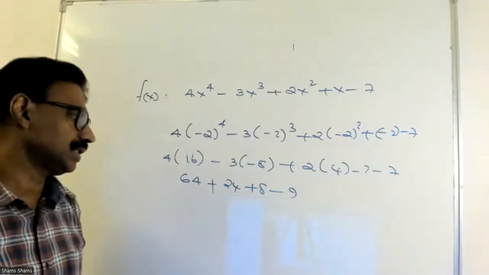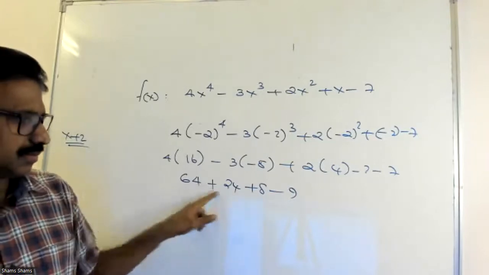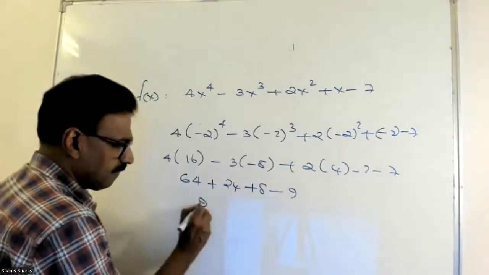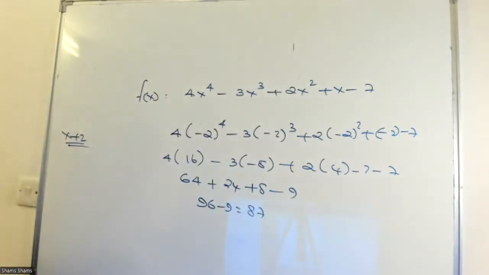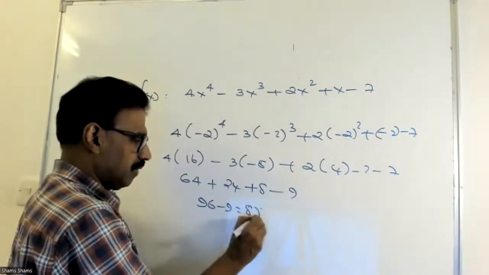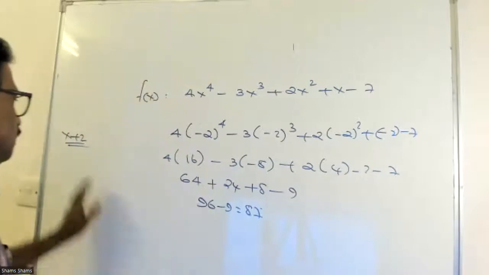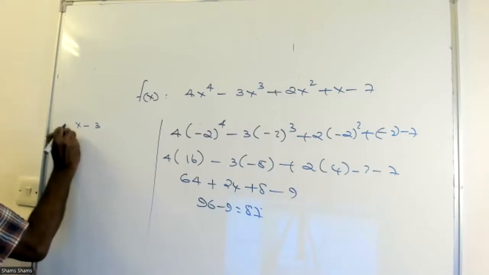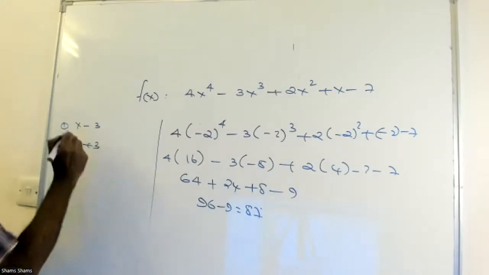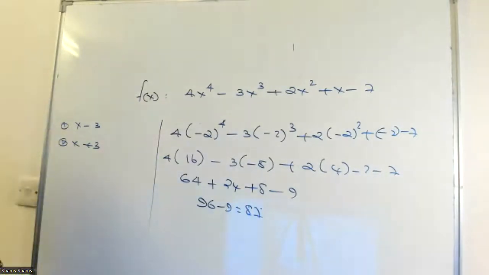Okay. 64 plus 24 plus 8, how much? 96. 96 minus 9 is 87. Okay, 87. This is the answer. Okay. Who all made a mistake? Correct it now. After that, you try x minus 3, and x plus 3. Same question. You try with minus 3 and plus 3.